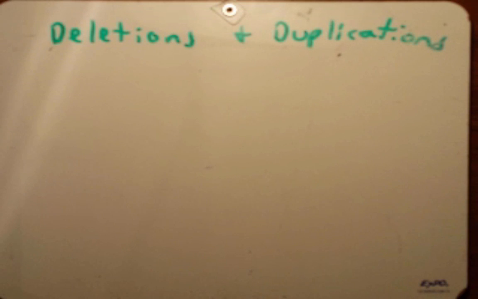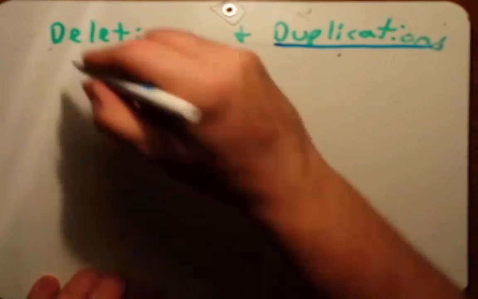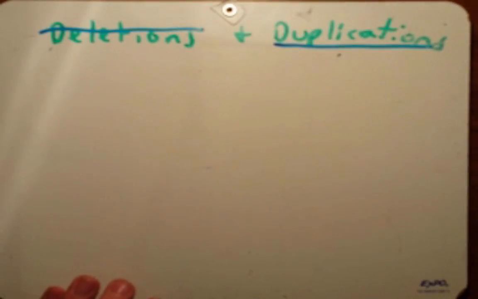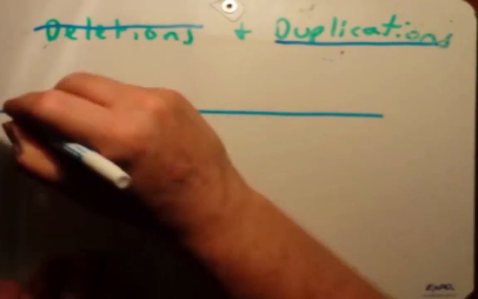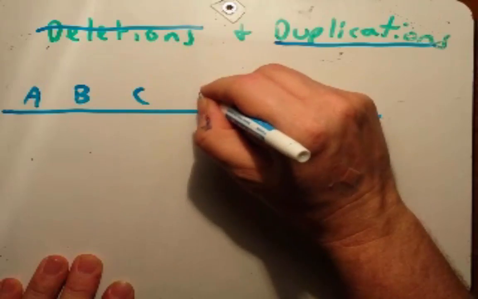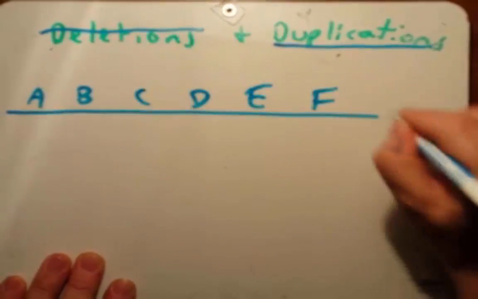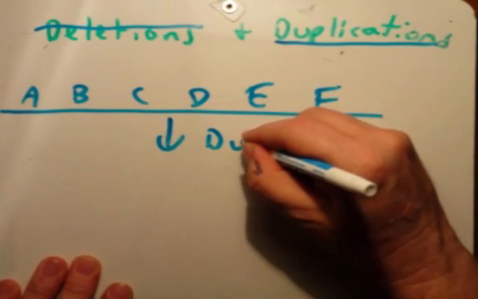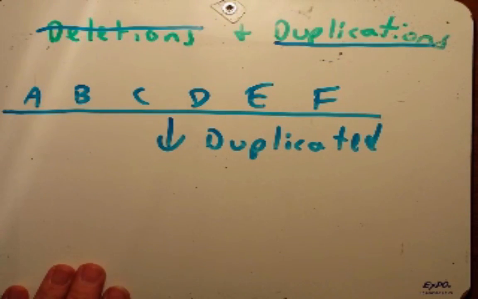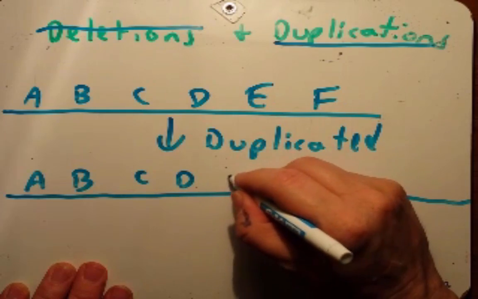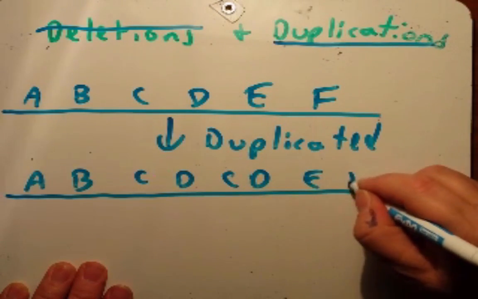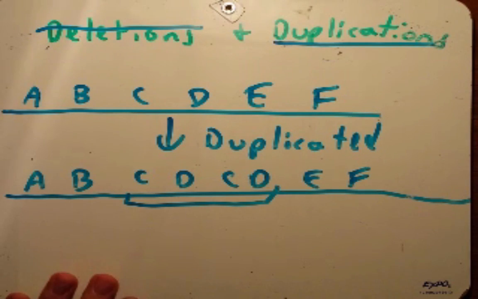Okay, that ends the discussion of deletions. And let's move on to duplications. Let's go ahead and delete the word deletion. Now we're going to talk about duplications. Okay, let's draw our chromosome here. And let's say we normally have genes A, B, C, D, E, and F. As it gets duplicated through meiosis, like we showed before, we end up producing an altered chromosome that has genes A, B, C, D, and then C, D, and then E, F. So this region here has been duplicated.